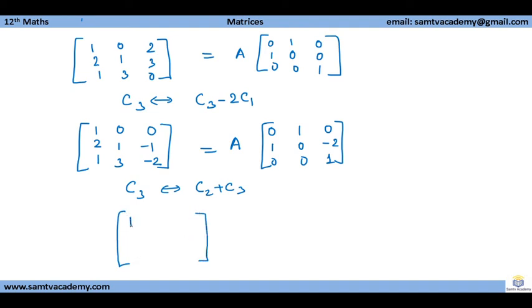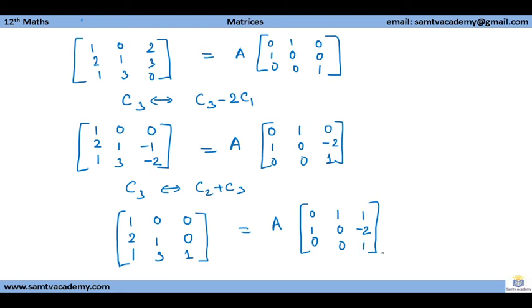first and second column will be same, 1 2 1 0 1 3, and this is we are adding, so this is 0, this will come 0, and this will come 1. Similarly, this side also we will do the same thing. So first and second column will remain same. So 0 1 0 1 0 0, and we will add these two columns and replace it with C3. So 1 plus 0 is 1, 0 plus minus 2 is minus 2, and 0 plus 1 is 1.